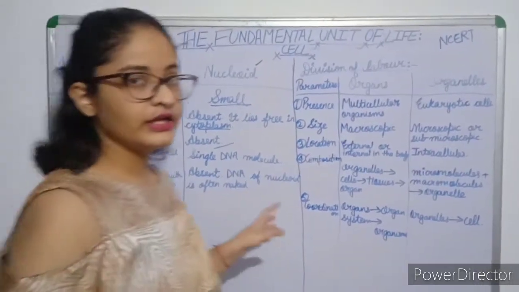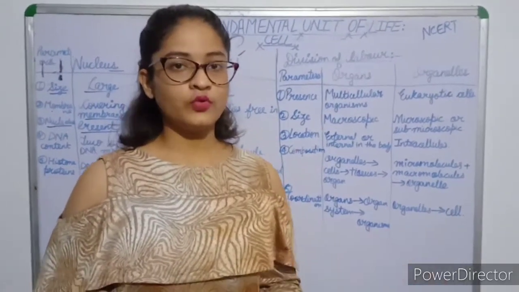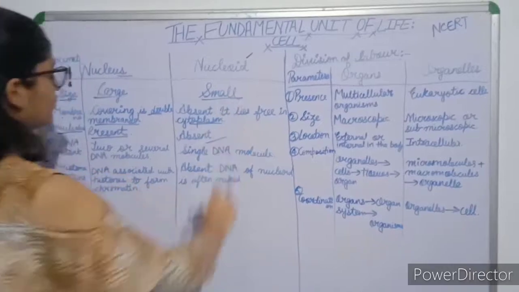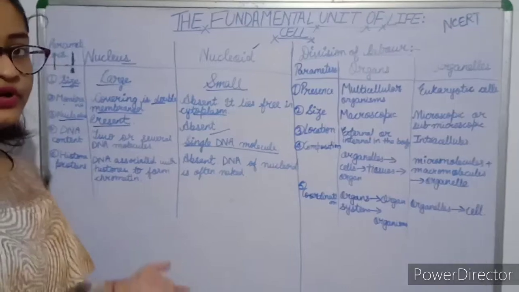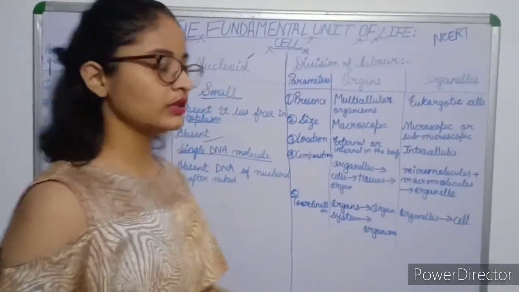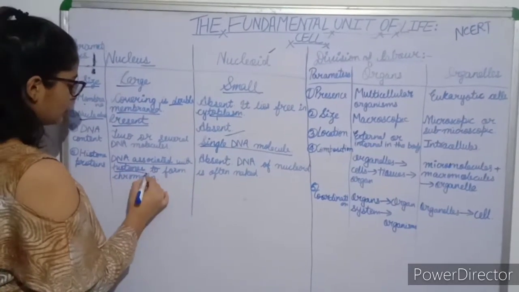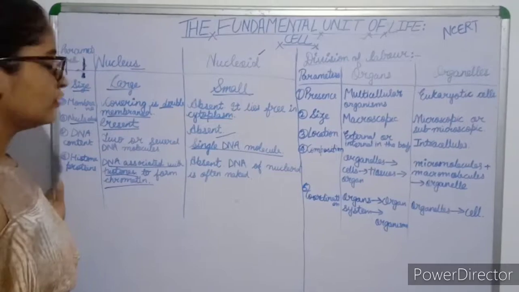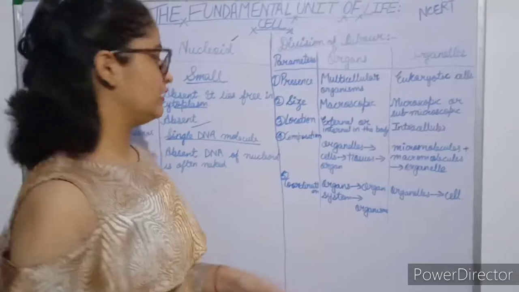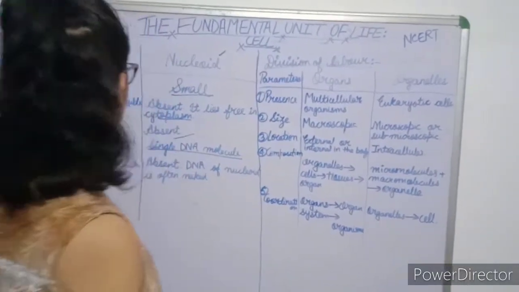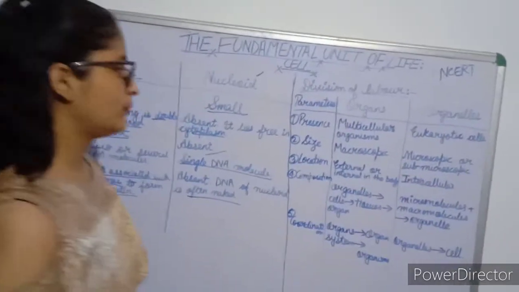DNA content in eukaryotic organisms contains 2 or more DNA molecules, and in nucleoid it contains a single DNA molecule. Histone proteins you will study in higher classes like 12. Just you should know that DNA is associated with histones to form chromatin, and this is absent in nucleoid. Instead, DNA is often found naked in the cytoplasm.